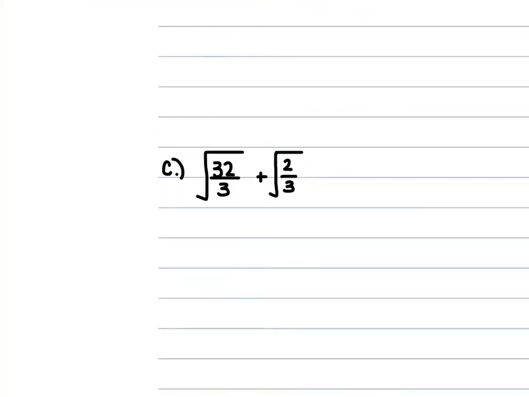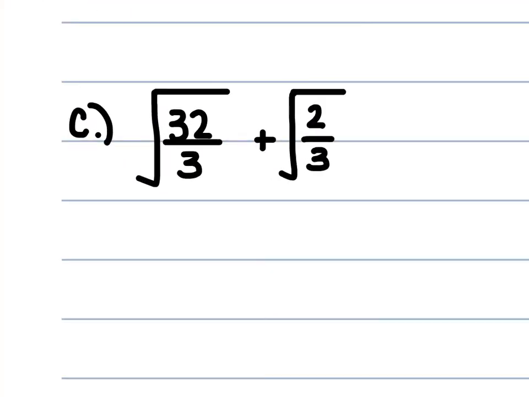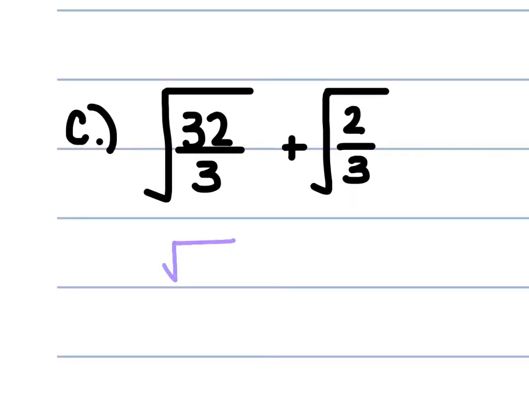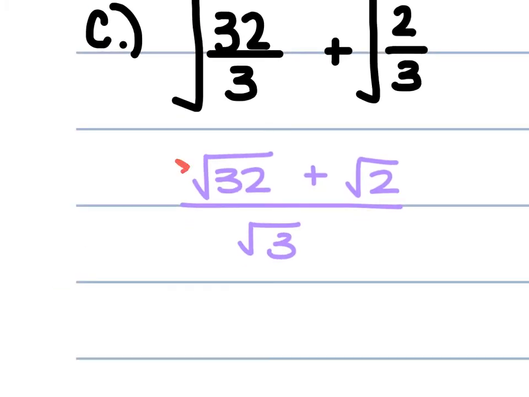For C, we have the square root of 32 over 3 plus the square root of 2 over 3. So again, we're going to keep this as the square root of 32 plus the square root of 2 all over the square root of 3, because those denominators are the same. We can do this. So the square root of 32. 32 is 4 and 8. 8 is 2 and 4. We have a set of 4s here. So this is going to be 4 square root 2.